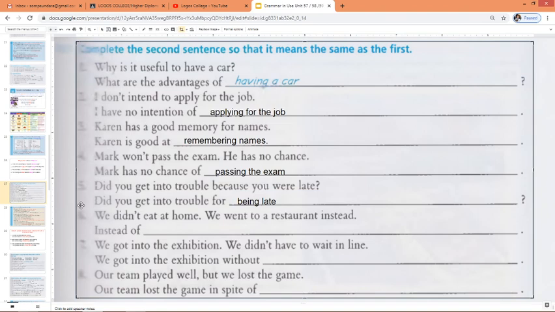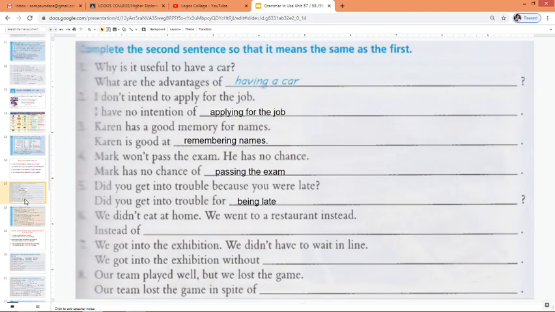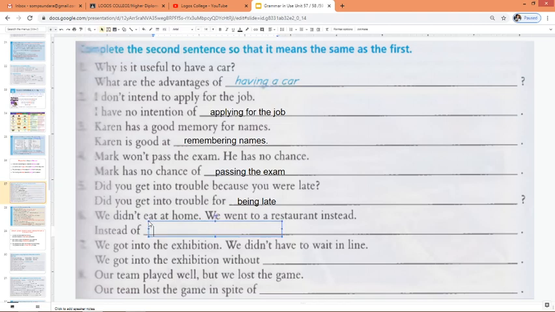All right. Number 6, we didn't eat at home. We went to a restaurant instead. So instead of is up here. Instead of is a preposition phrase. So therefore, we must use the gerund. Right? We didn't eat at home. We went to a restaurant instead. Right? You say instead of eating at home, we went to a restaurant. There you are.